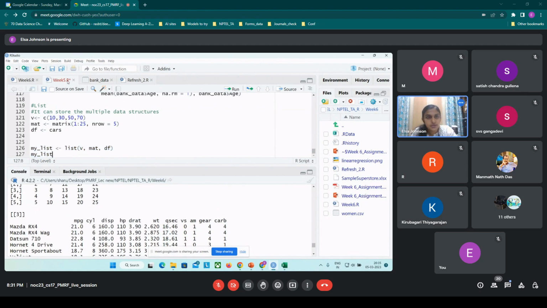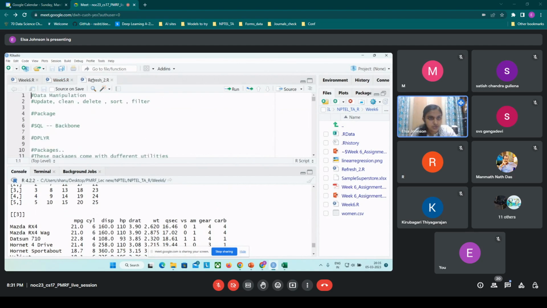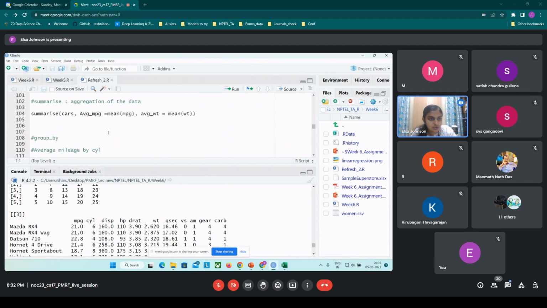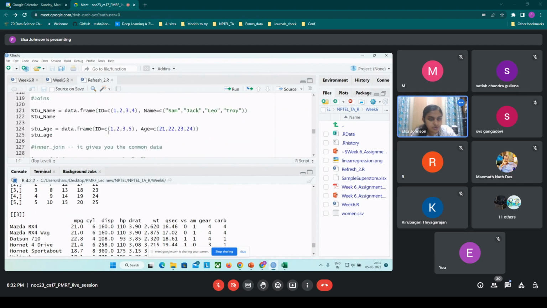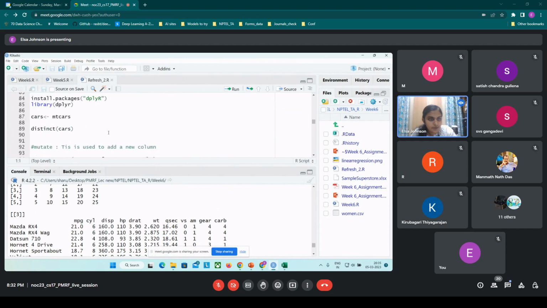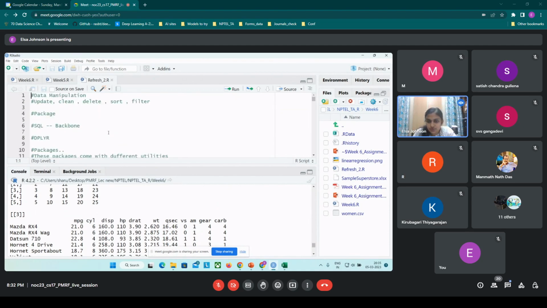I think most of the things that are needed till now are covered, and there are some other things for data manipulation, which we will see later. These are also similar. Anything else? Okay, I think we have seen all of this. So let's stop for today.